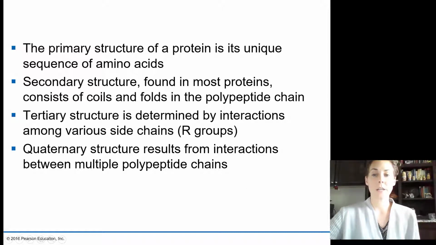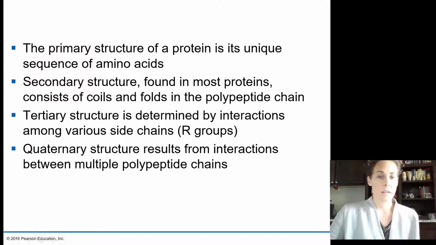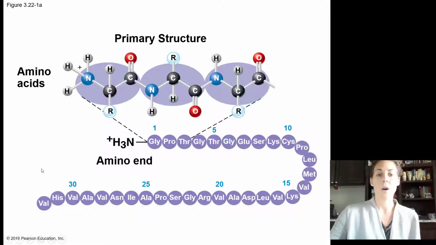So primary structure is unique to the sequence of amino acids. It's like the necklace. Secondary structure is found in most proteins. Depending on how those amino acids interact, the R groups interact with one another, they either coil or make a kinky fold, like the 80s hair, whatever that was called. And then tertiary structure is determined by the interactions among various side chains. Quaternary structure results in interactions between multiple polypeptide chains. So here we go. Primary structure is just all the amino acids linked together through peptide bonds.